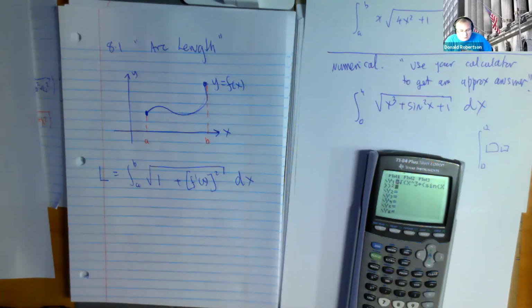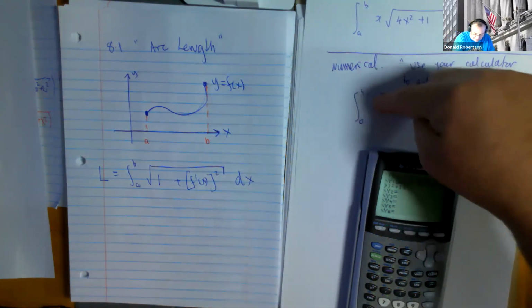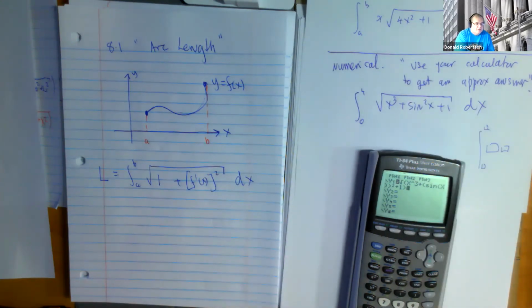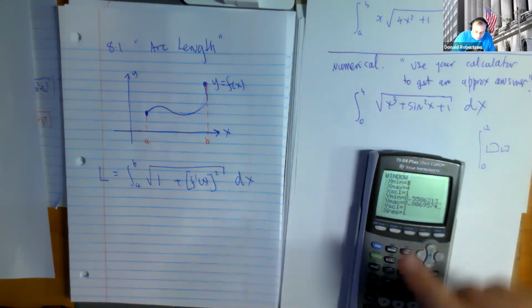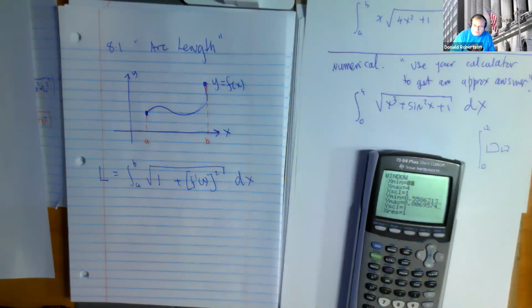Squared. There we go. Plus 1. And so hopefully I typed that guy in right. So this guy goes into your calculator as y1. I go to window and I go from 0 to 4. So I type in 0 and I type in 4. I then do zoom 0 so I can see what that curve looks like.